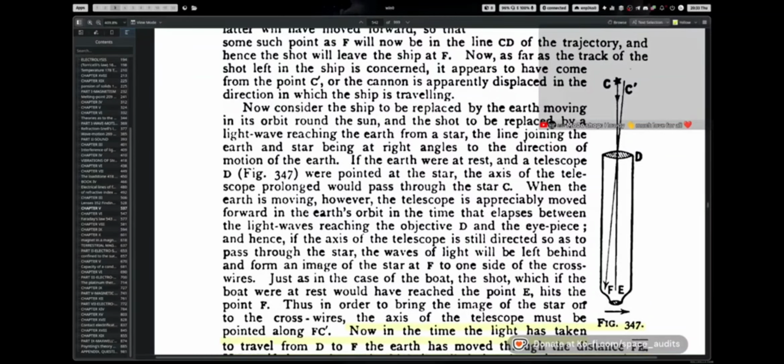Hey, what was the date of this paper? This textbook came out in 1911. 1911. Yes, sir. Okay.